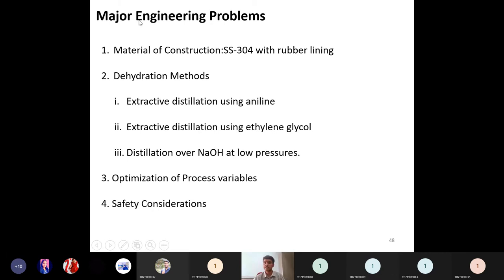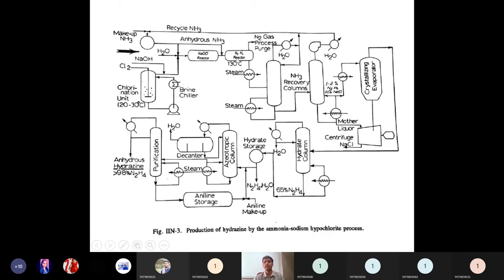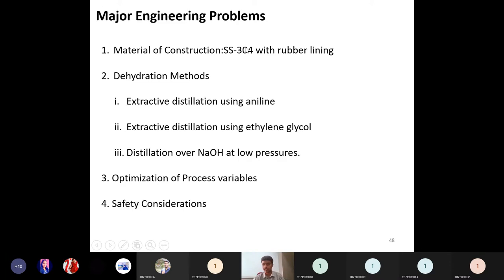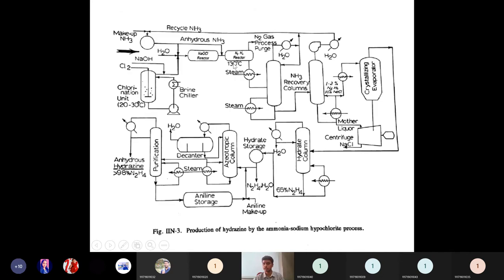So the first major engineering problem is the material of construction. Because NaOCl, N2H4 and chlorination, all these are corrosive molecules, we need to construct this chlorination unit, NaOCl reactor and N2H4 reactor using some high quality steel, that is stainless steel SS304, which is the trade name of that particular stainless steel, with a rubber lining only. So high quality stainless steel needs to be used in these three units, along with SS304 and rubber lining.